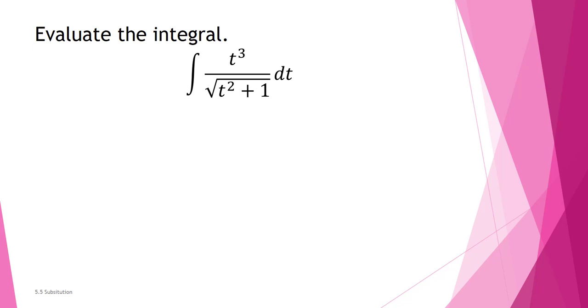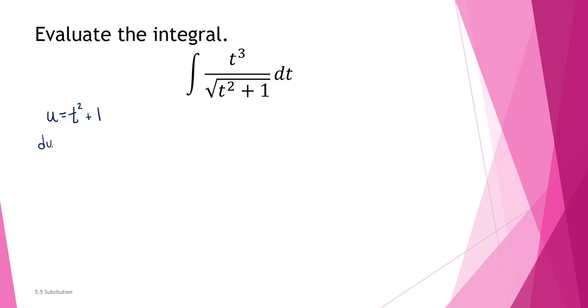Here's an example where we can use u substitution. I want to evaluate the integral of t to the third divided by the square root of t squared plus 1 dt. Okay, so one thing I could do is choose u to be the portion under the square root here. So t squared plus 1.